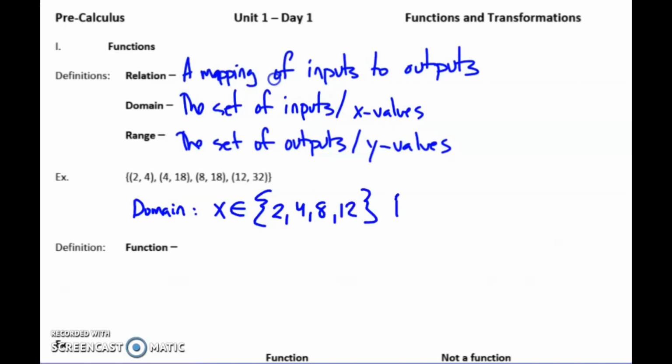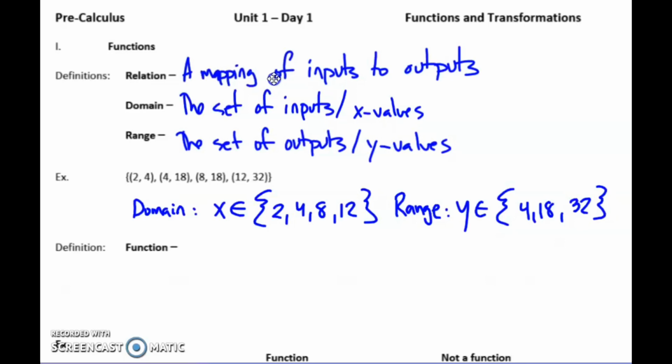And our range will be all the y values. And we're going to say y is an element, and then list all the y values. So 4, 18, you do not have to list it twice, and 32. Okay, so first thing, identifying domain and range of a relation.